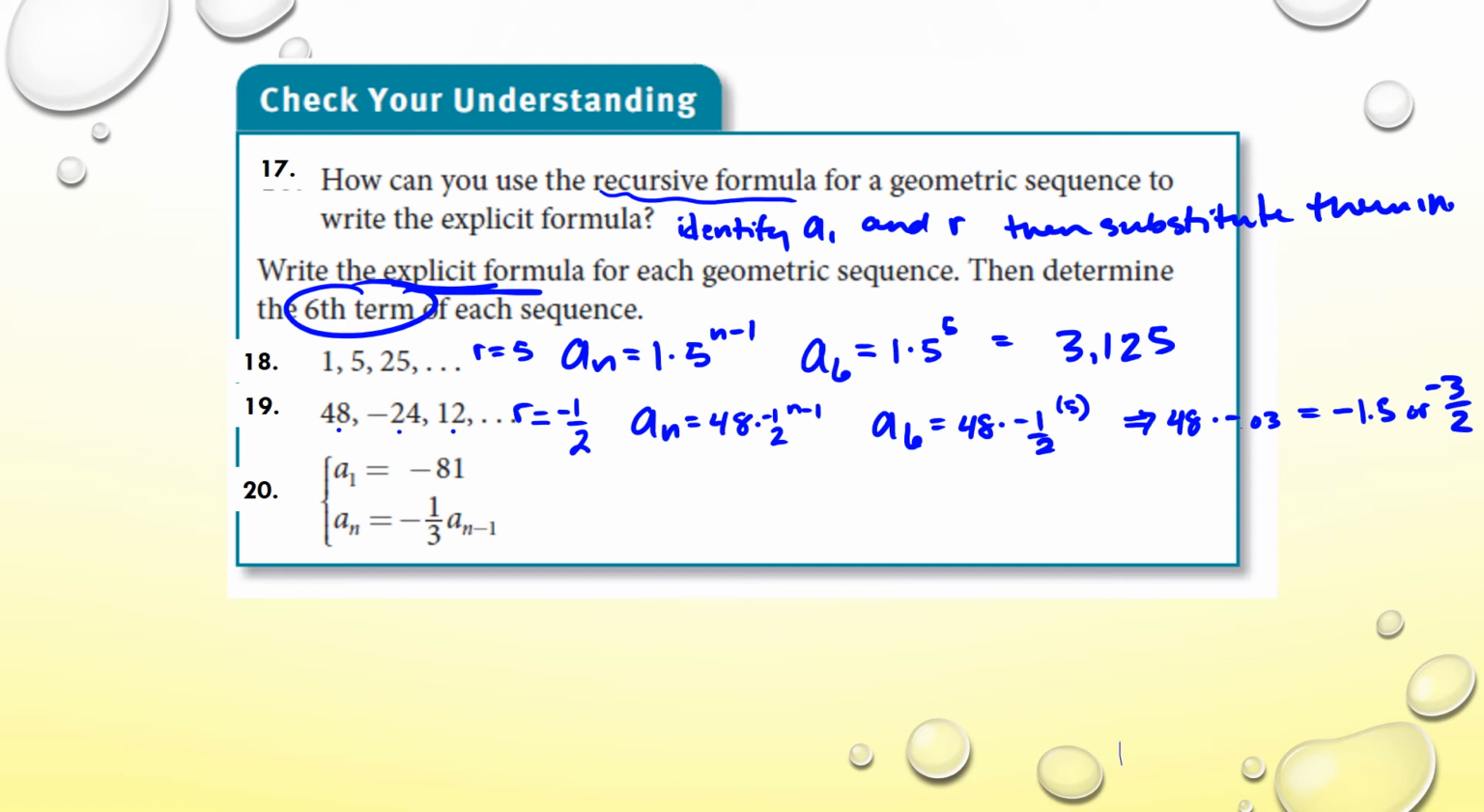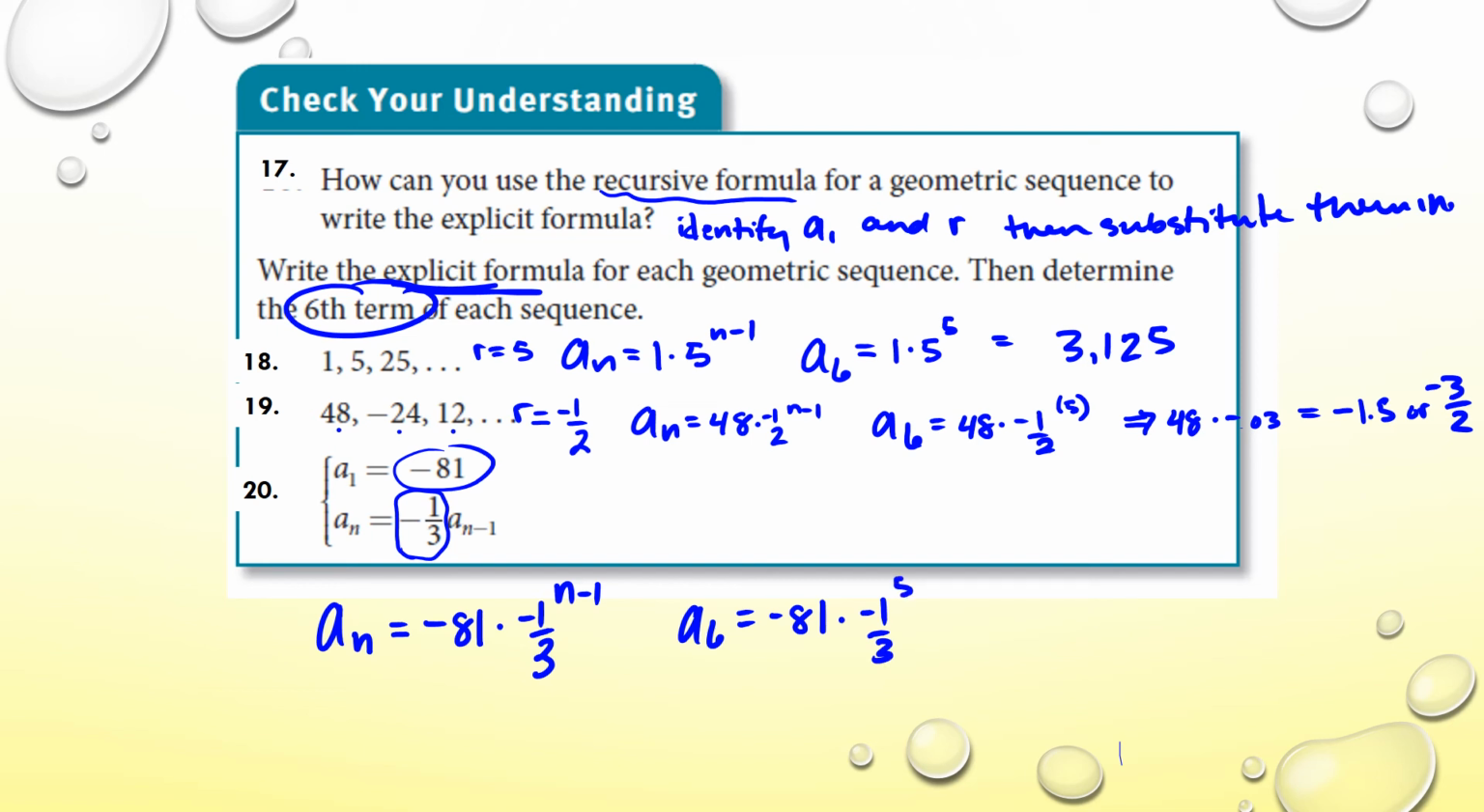All right, so let's see here. It tells us the first term, and then this is a recursive formula, so we can see the common ratio right here. So the explicit formula would be first term times common ratio to the n minus 1. So the 6th term would be -81 times -1/3 to the power of 5.